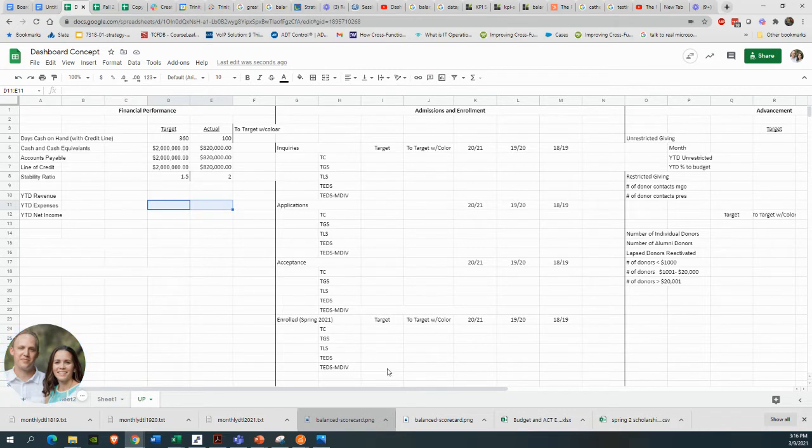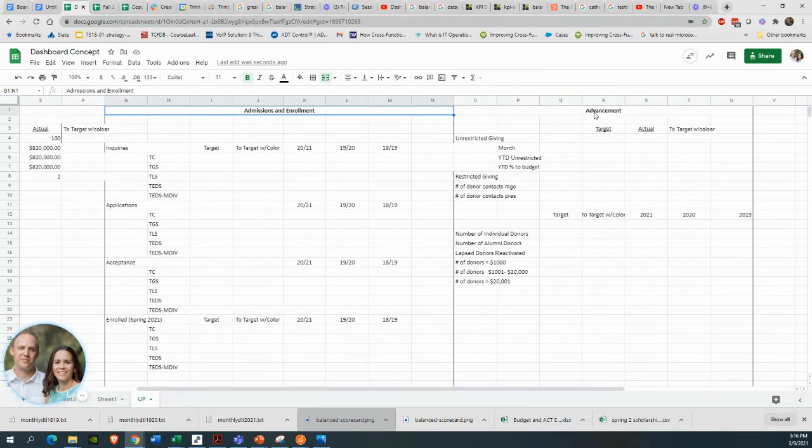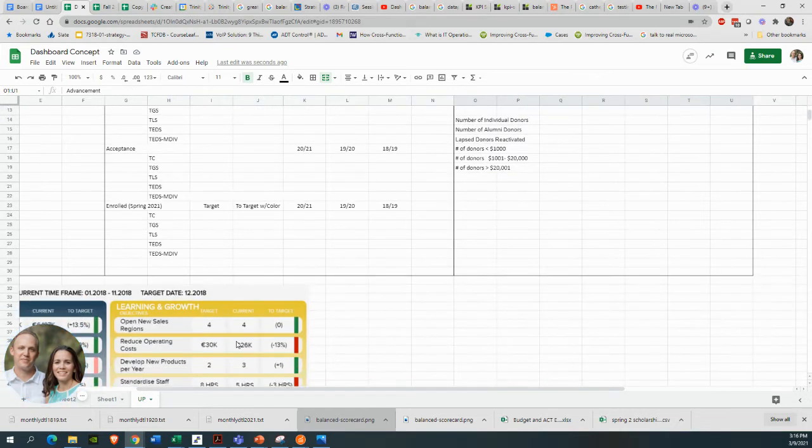Okay. The next section is admissions and enrollment. And the last one is advancement. Okay. Aesthetically, I bet it should be capitalized just like this. So if in doubt, keep it like this as far as format goes, except for the euro.